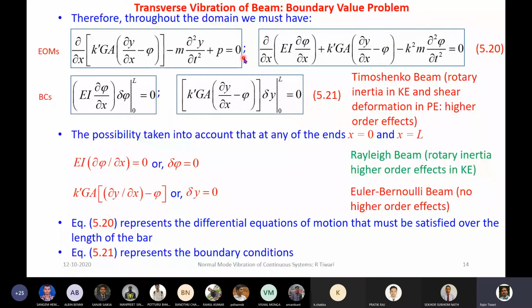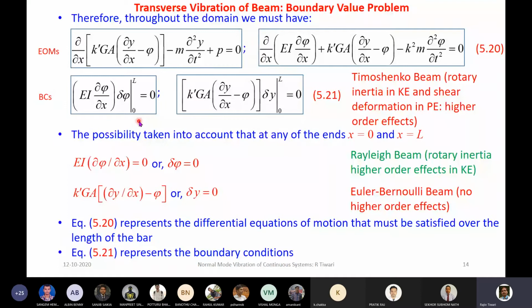So this particular equation of motion is for the Timoshenko beam case, in which we consider the rotary inertia in the kinetic energy and shear deformation in the potential energy. These two effects, the rotary inertia and the shear deformation, are called higher order effects. And these are considered only when the beam is having a large size in the cross section as compared to the length. So now let us see the boundary conditions.